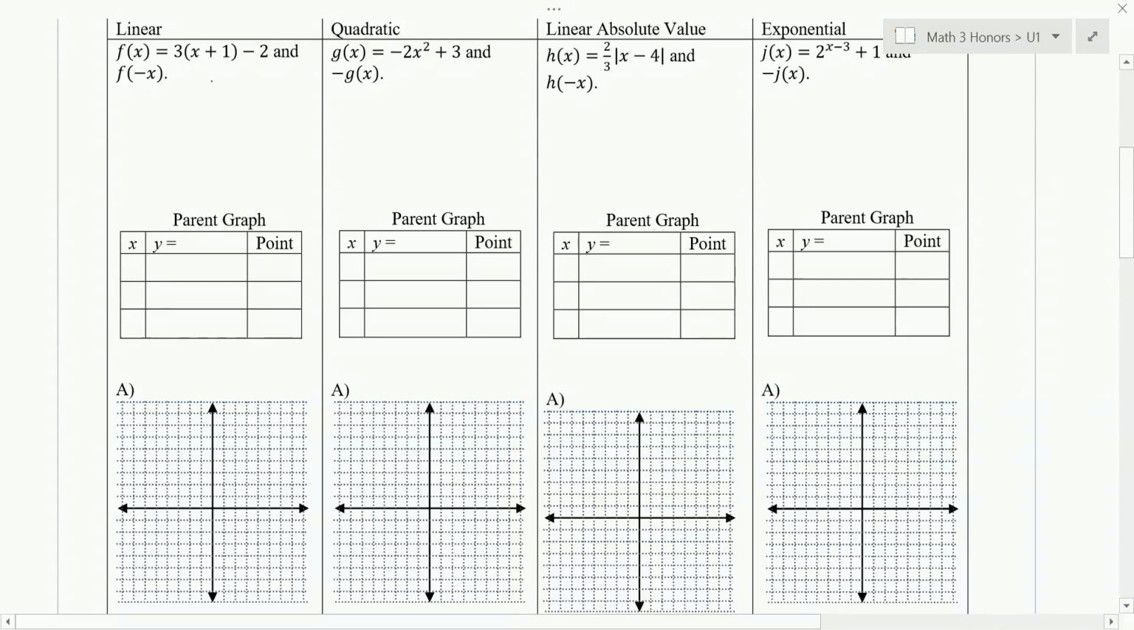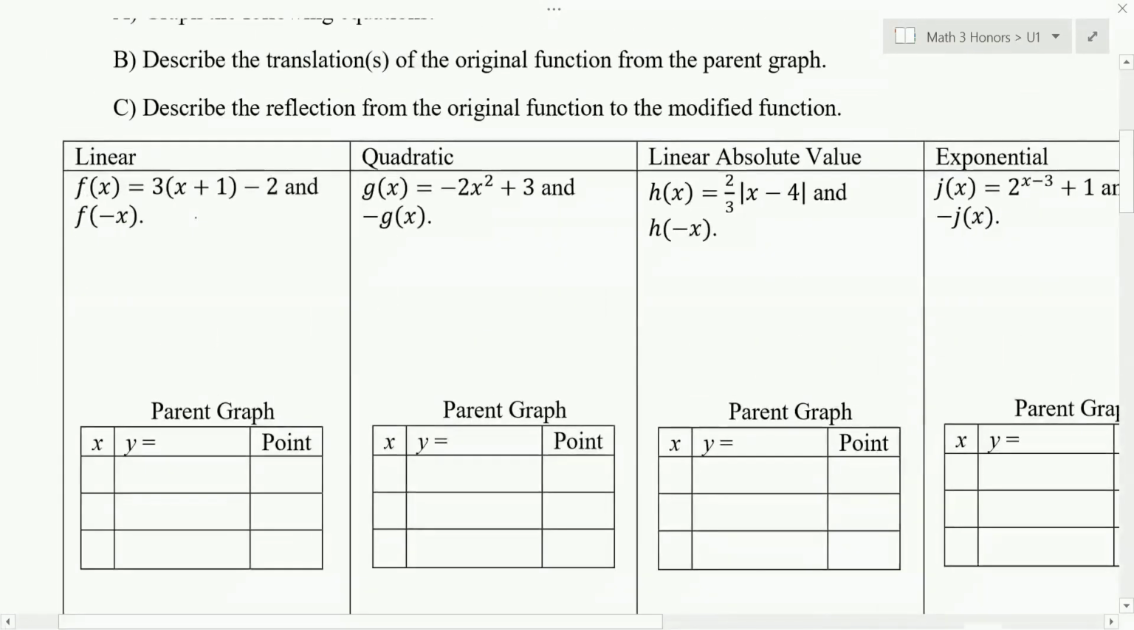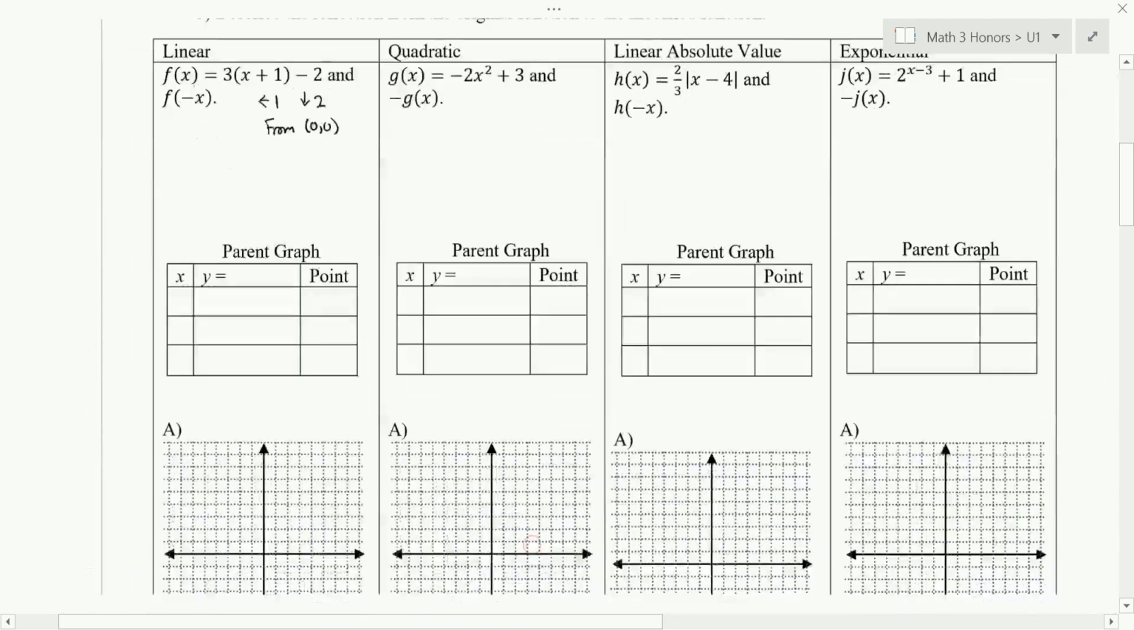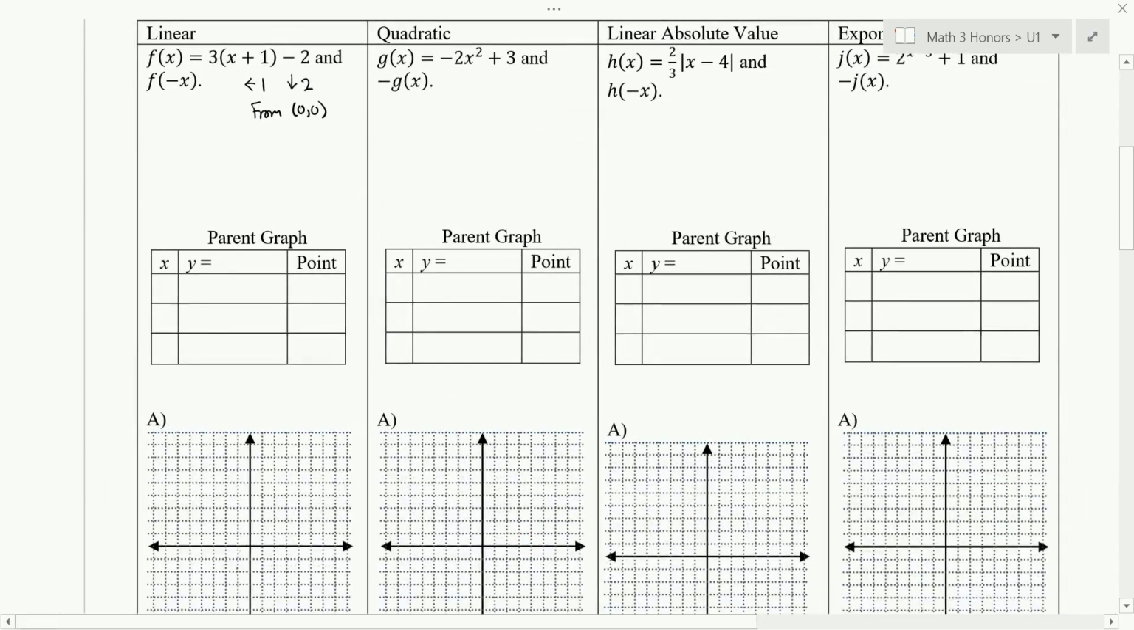And looking at this, I know it's got a translation. That +1 moves us to the left 1. That -2 moves us down 2 units. From what point? From 0, 0. So I'm going to get my first point there. I'm going to move left 1, down 2, and plot that point.